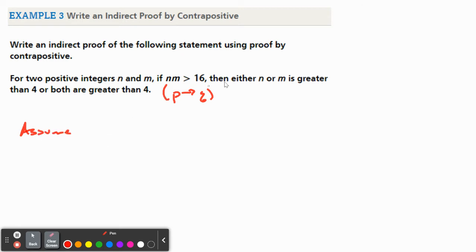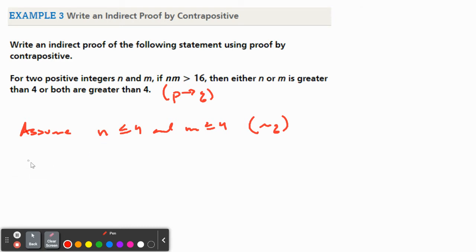Assume, and we're going to use symbolic notation here, that n is less than or equal to 4, and m must be less than or equal to 4, right? Because it says either one of them is greater than 4 or both are greater than 4. So the only other possibility is that they're both equal to or less than 4. Okay. And again, this is negating the conclusion. So what we're going to do here is multiply them together.